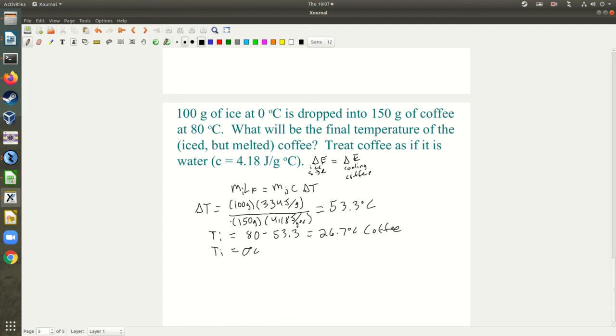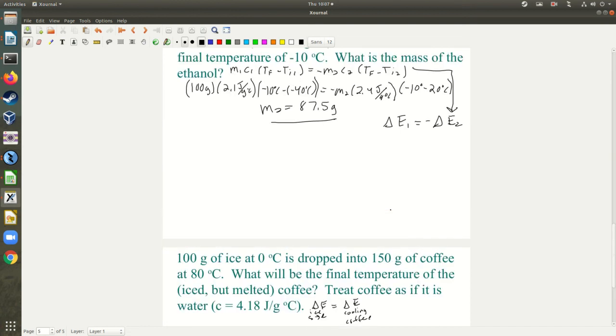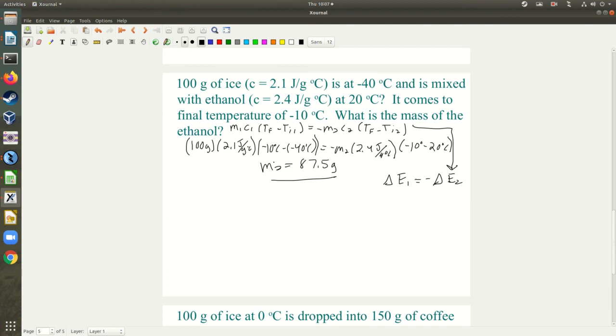So I need to use the TF equation, which, if you recall, is TF equals M1C1Ti1 plus M2C2Ti2, divided by the heat capacities, M1C1 plus M2C2. So I just plug in what I know. By the way, this equation is nothing more, and I probably said this again, but I'll say it a million times, than this equation. It's just a conservation of energy solved for TF.